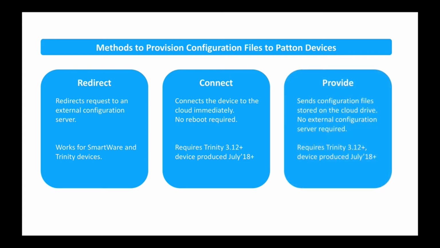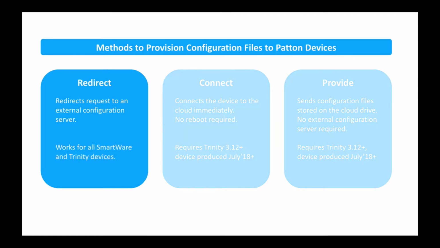The final method is to provide configuration files directly to your devices from the cloud. No external configuration server is required. You store the configuration files in the cloud, and we send them to a device when that device connects for the first time. This again requires Trinity version 3.12 or later. Same as before, the device has to have been produced in July 2018 or any time after that. This lesson covers the basic redirection service, the first method.